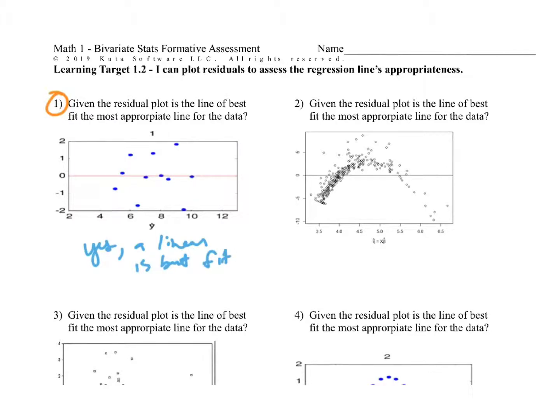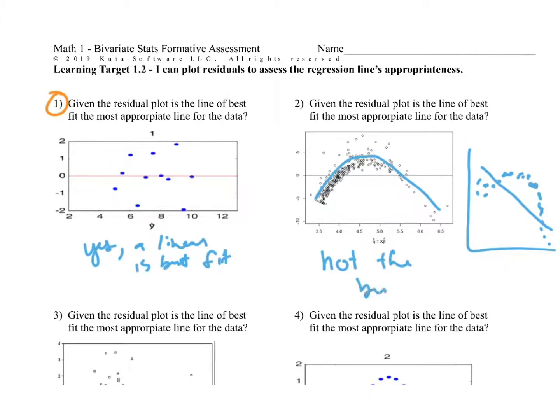Now if I look at number 2, I can see a pattern here. That's not good. What that would look like with a line of best fit is I would have a bunch of dots, and my scatter plot would look something more like that. That linear isn't going to be the best. So it's bad to see a pattern. You kind of have to think backwards when you're talking about residual plots.